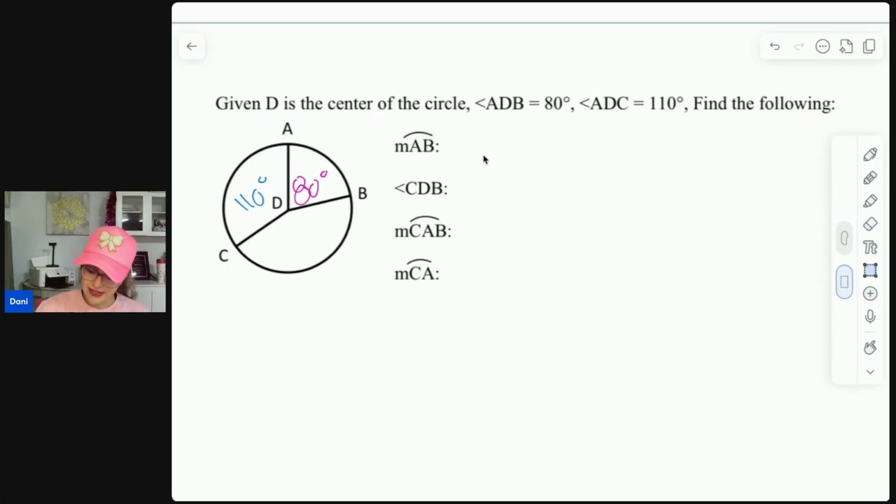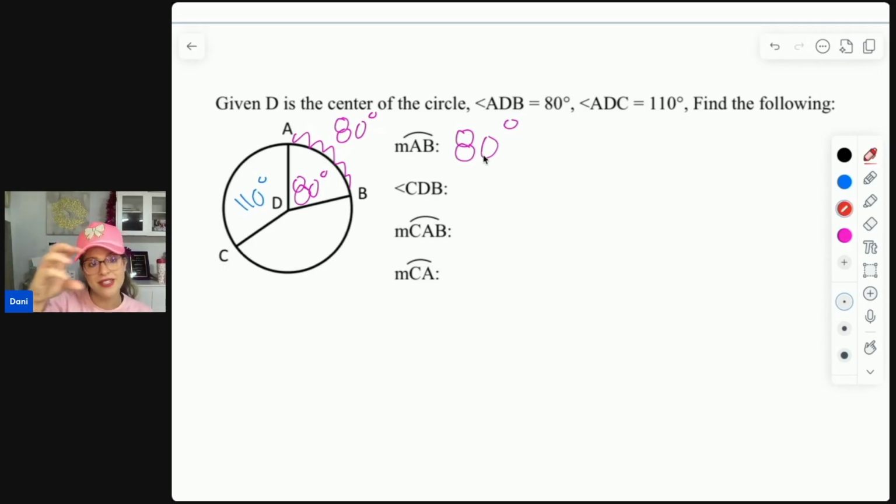We know that this D is a central angle, so that means arc AB, central angles are equal to its intercepted arc. That must also be 80 degrees. And then what else are we looking for? Angle CDB. Well, all those angles at a point sum to 360 degrees.